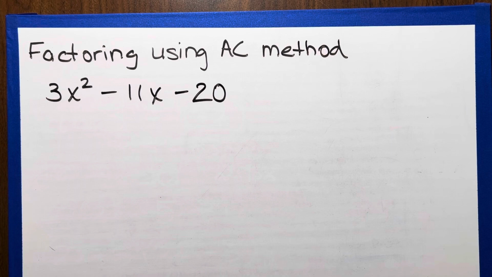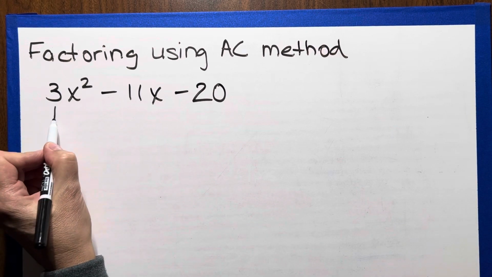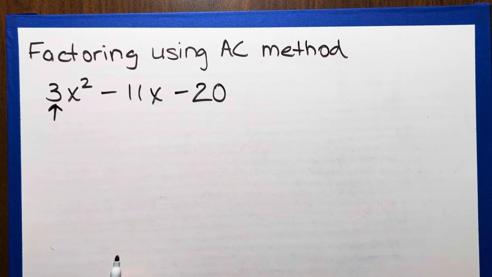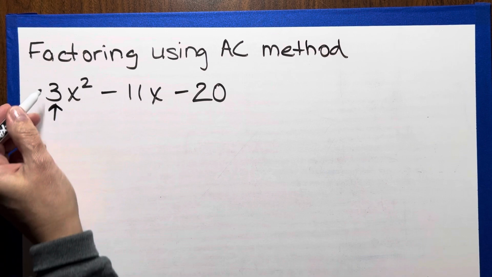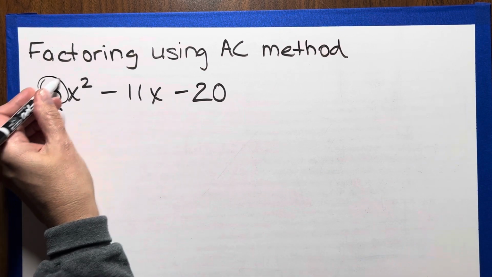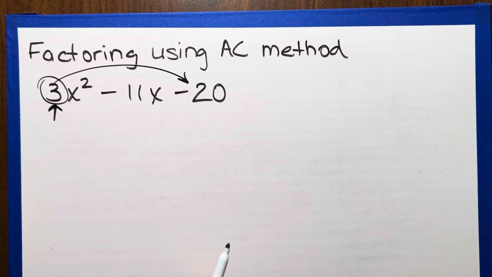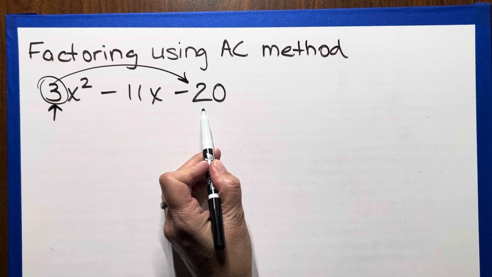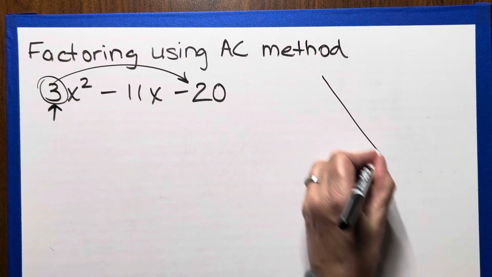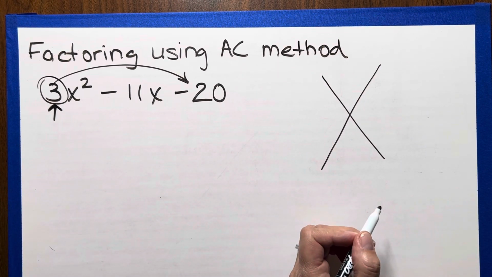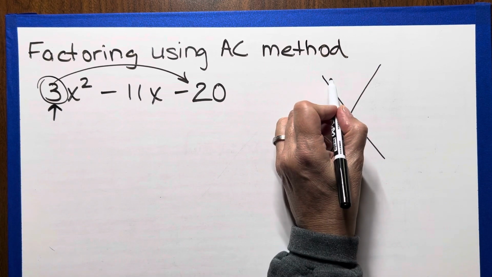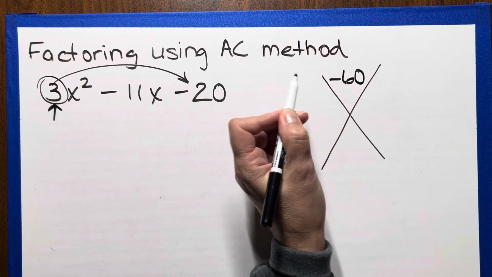So the time that you want to use the AC method is when your A value is larger than 1. It makes it more difficult to find factors easily. So what we do is we're going to take the 3 and multiply it by the C. This is our C term. And we're going to use our little crisscross method. So 3 times negative 20 is negative 60.